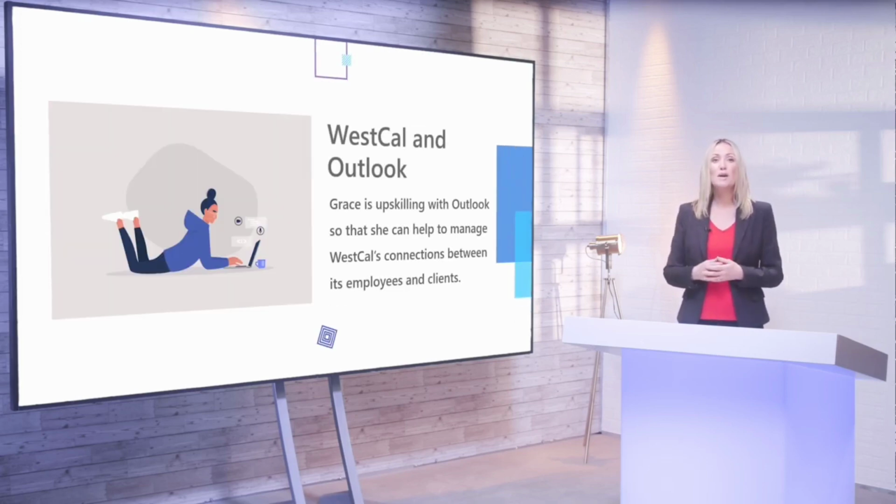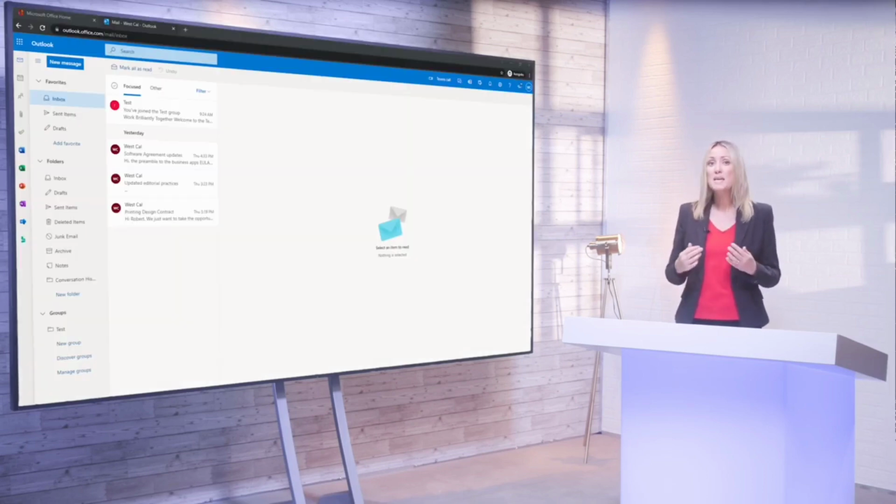Over at Westcal, Grace is hoping to gain more advanced skills with Outlook. She's already familiar with the app, but only the basic features. She wants to develop more advanced skills so that she can take on more of a managerial role in which she organises and runs meetings with clients using the app. Before she can begin to boost her skills, Grace first needs to show that she's familiar with Outlook's interface. She needs to know what the main features are and where to find them. Explore the interface and find out what features Grace should be familiar with.